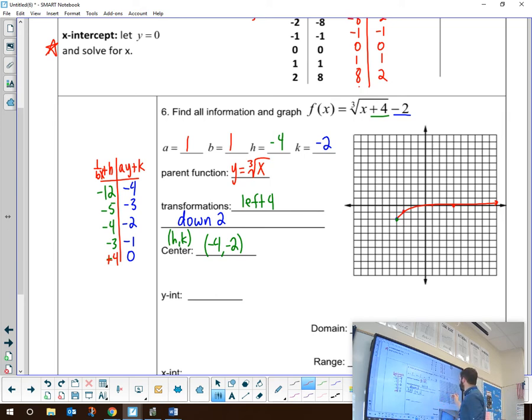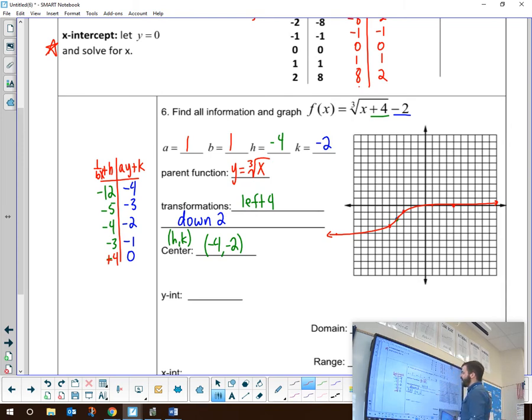We're going to have a point at negative 1, 2, 3, 4, 5, down 3, right there at negative 5, negative 3. And then we're going to have a point at negative 12, negative 4, so like out there. And so you can see how my graph goes really fast out to the right, really fast out to the left. It is definitely a cube root graph.